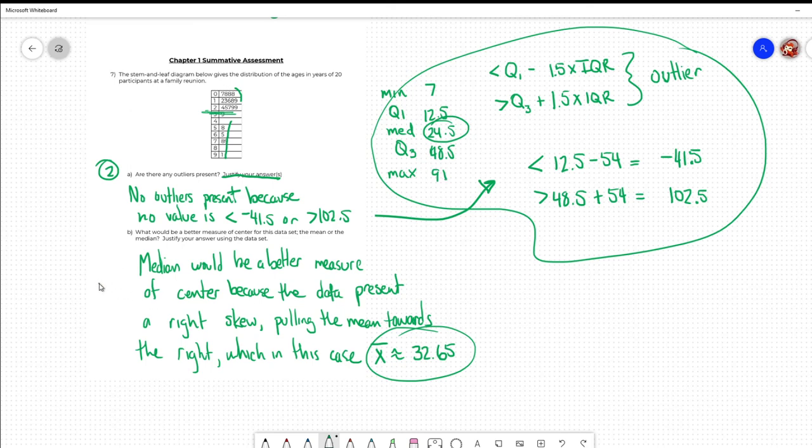So this is worth 2 points as well. So 1 point for identifying that the median would be a better measure of center, and 1 for why, with the justification of using the numbers. All right, so hopefully this was helpful.